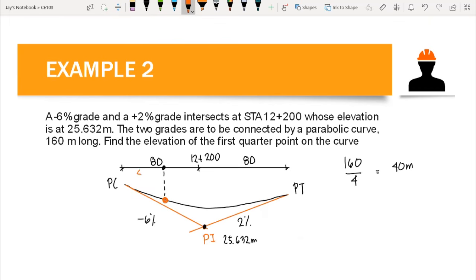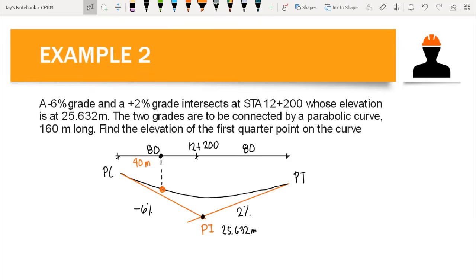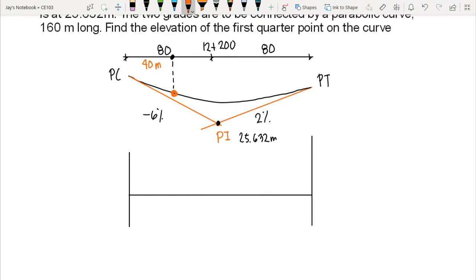So we have this 40 meters. We can use the grade diagram to compute for the elevation. At PC we have negative 6%, so we go down. So this is negative 0.06, and at PT we have positive 0.02. So we connect. This is the grade diagram.